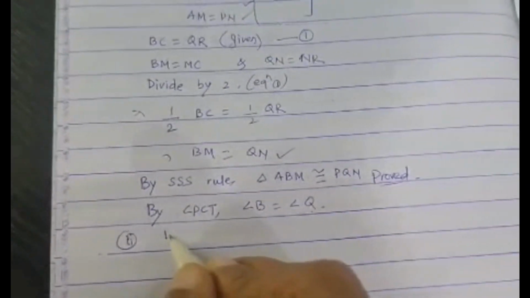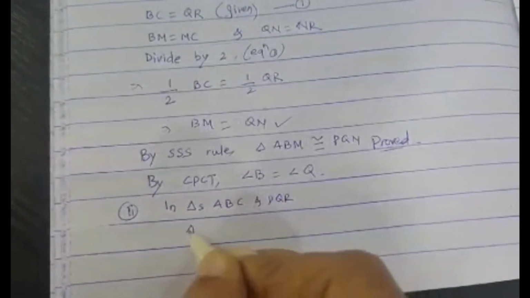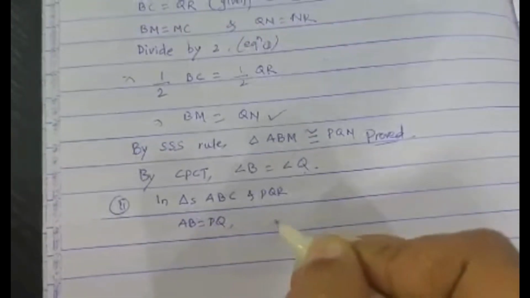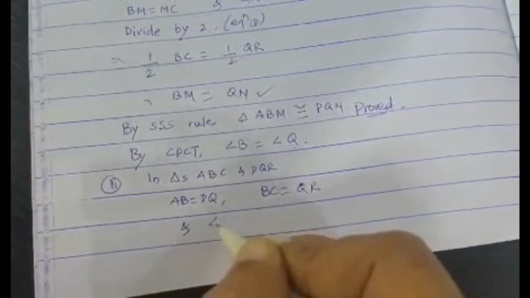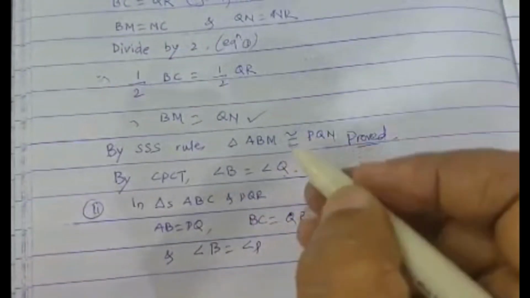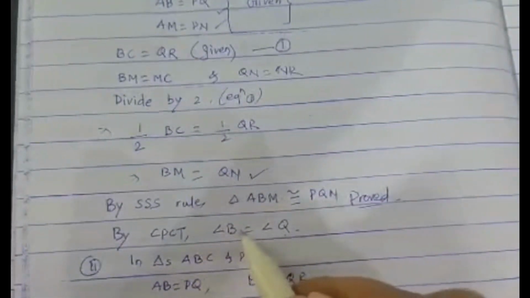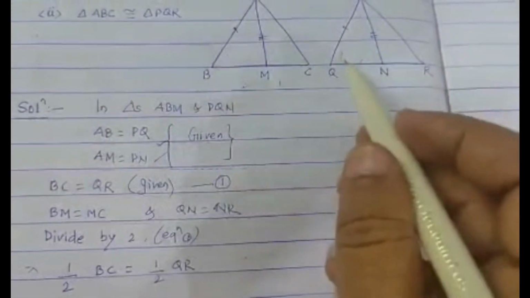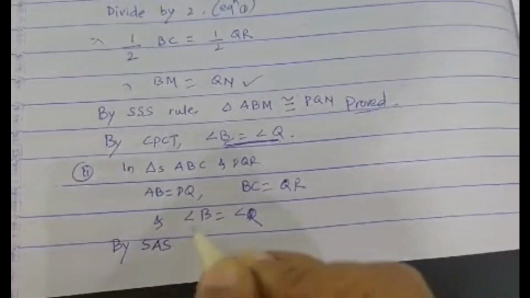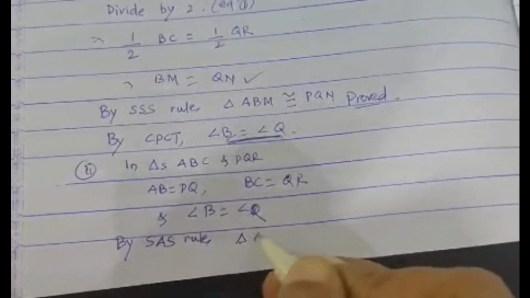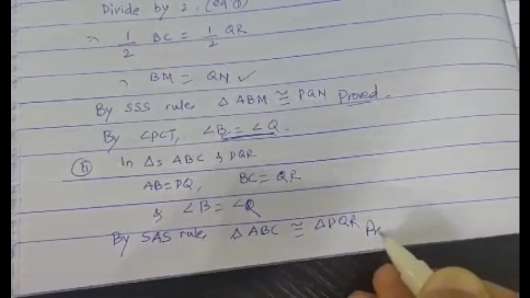In triangles ABC and PQR, AB equals PQ, it is given. BC equals QR, it is also given, and angle B equals angle Q, this we have proved here by CPCT. So these two triangles are again congruent. So by SAS, side angle side rule, triangle ABC is congruent to triangle PQR. Proved.